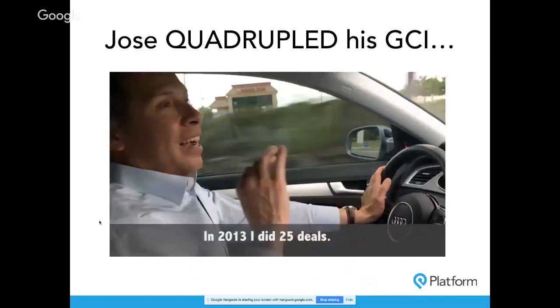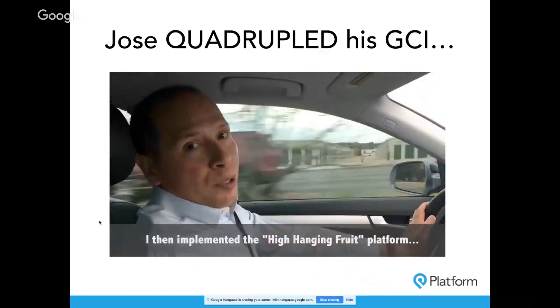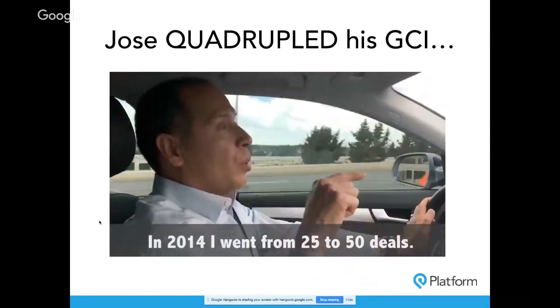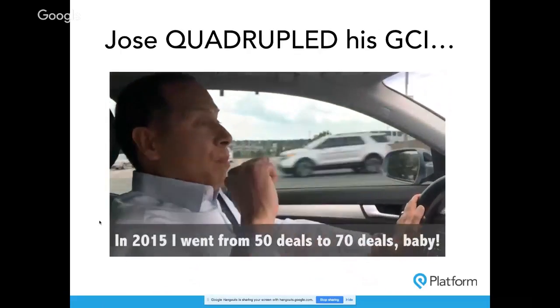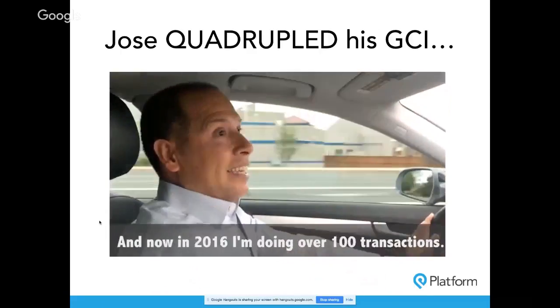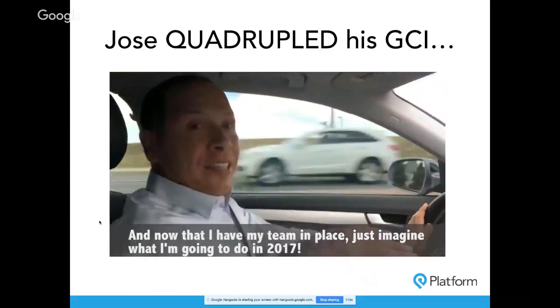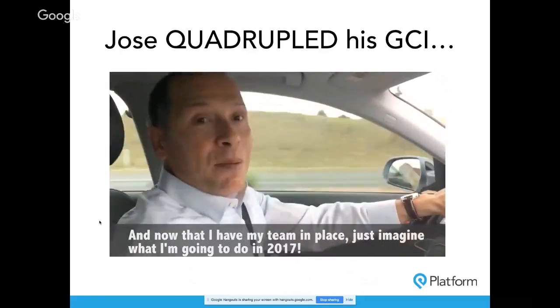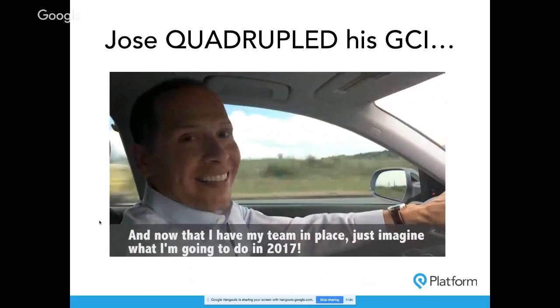Hey guys, if you're still skeptical about high-hanging fruit, let's just break down the numbers real quick. In 2013, I did 25 deals. I then implemented high-hanging fruit platforms so that you know. In 2014, I went from 25 to 50 deals. In 2015, I went from 50 deals to 70 deals, baby. And now in 2016, I'm making over 100 transactions so that you know. And now that I have my team in place in 2016, just imagine what I'm going to do in 2017. Make it a phenomenal day.